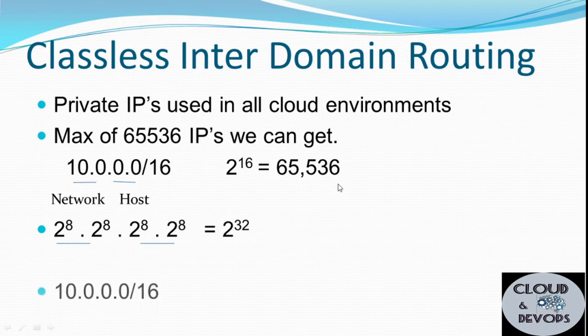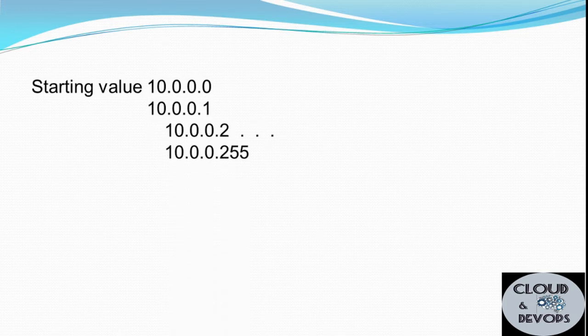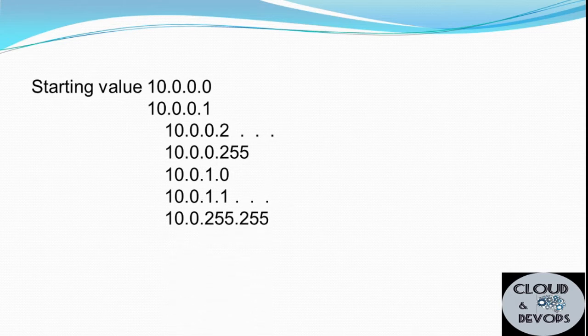So I have chosen the IP range 10.0.0.0/16. In this network, the IP range is going to start with 10.0.0.0, and the IPs will keep increasing from 10.0.0.1, 2, and likewise it will go till 255, and then the next octet will change. So 10.0.1.0, and it will go until 10.0.255.255. Overall we got 65,536 IPs for our VPC.